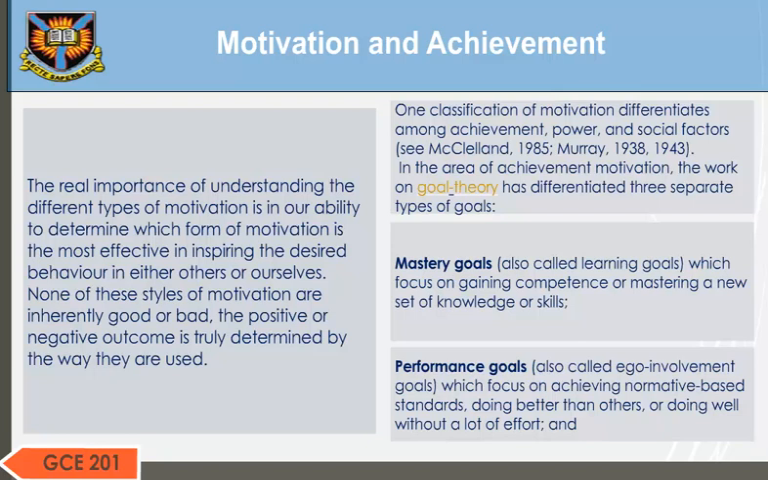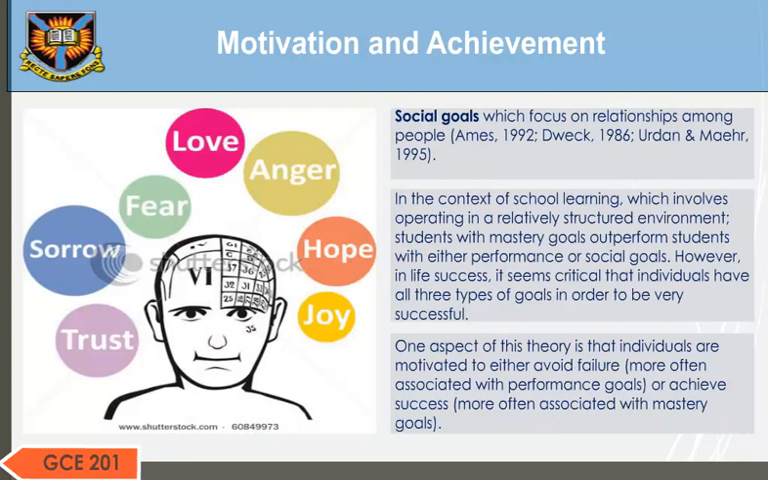Performance goals, also called ego involvement goals, which focus on achieving normative-based standards, doing better than others, or doing well without a lot of effort. And social goals, which focus on relationships among people.